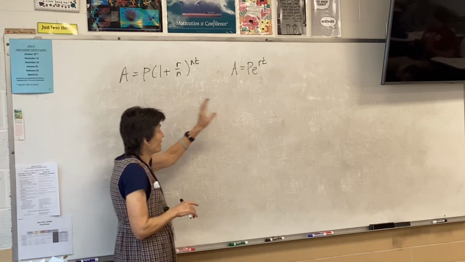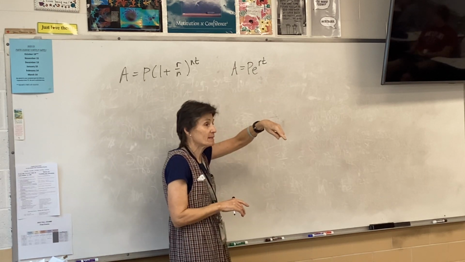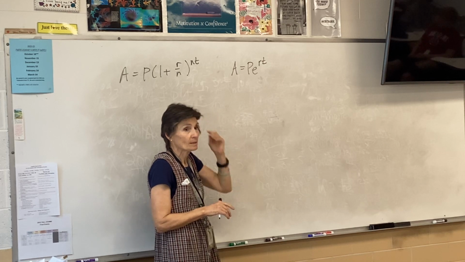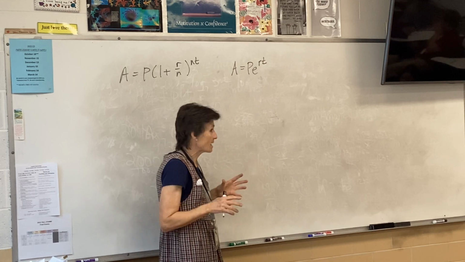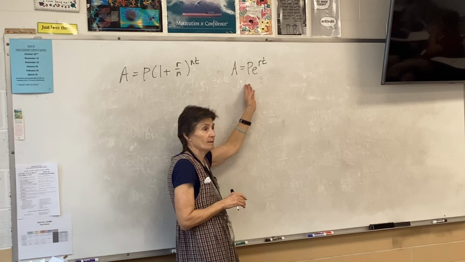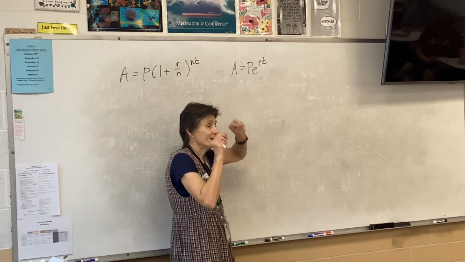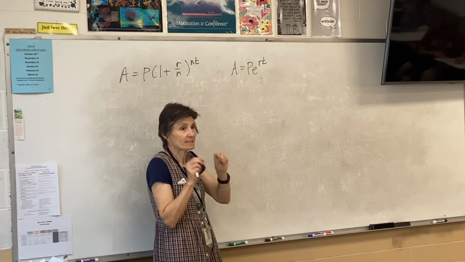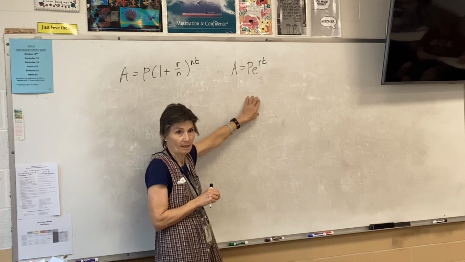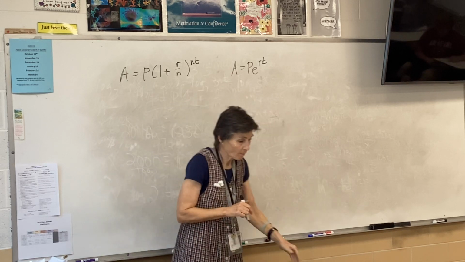Right? What else do we use PERT for? Compounded continuously and non-money. So anything that's not money, this is going to be our formula. If the problem literally says compounded continuously, this is our formula. All right, so let's see what we've got.